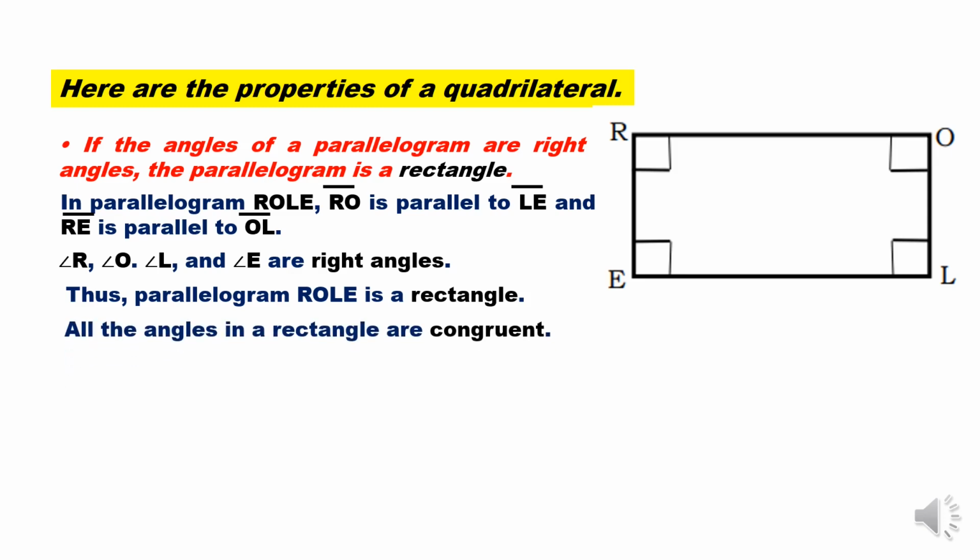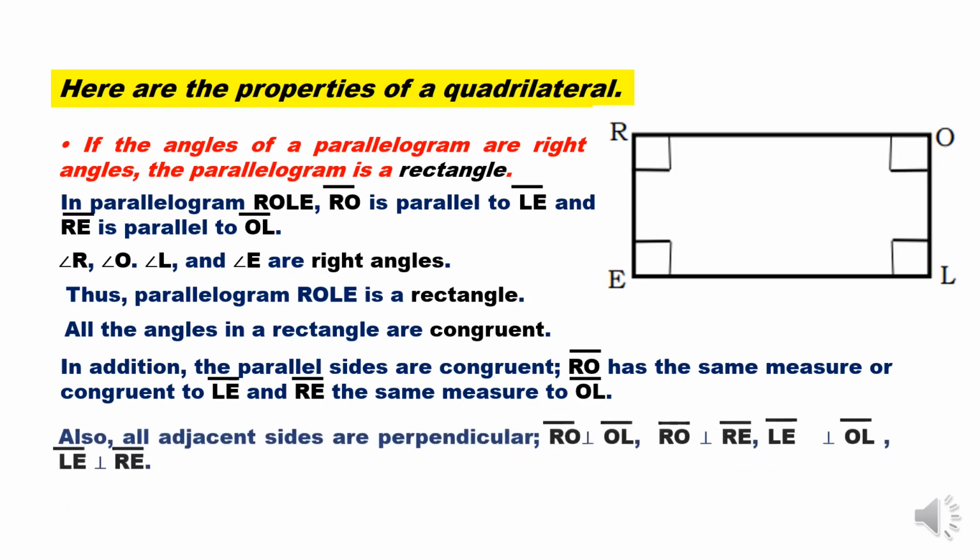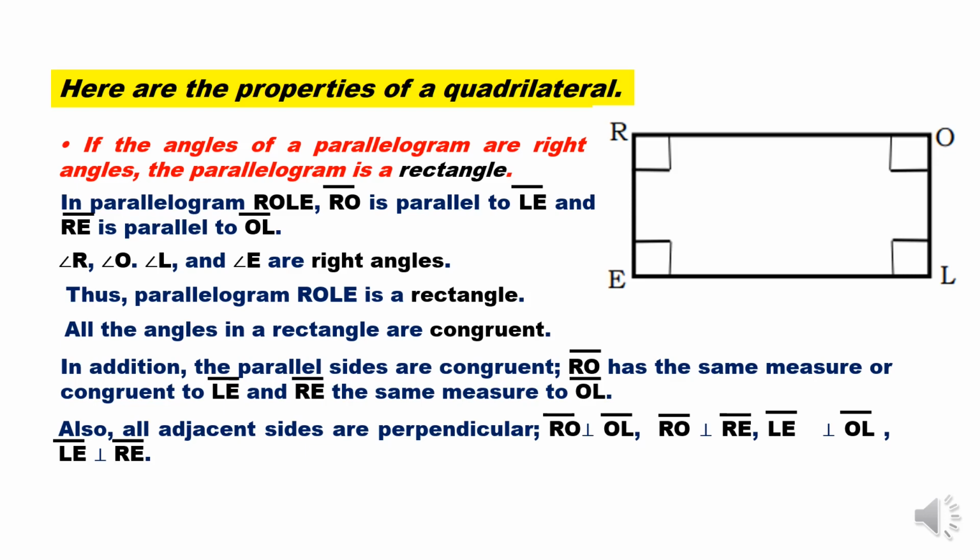All the angles in a rectangle are congruent. In addition, the parallel sides are congruent. Line segment RO has the same measure as, or is congruent to, line segment LE, and line segment RE has the same measure as line segment OL. Also, all adjacent sides are perpendicular.